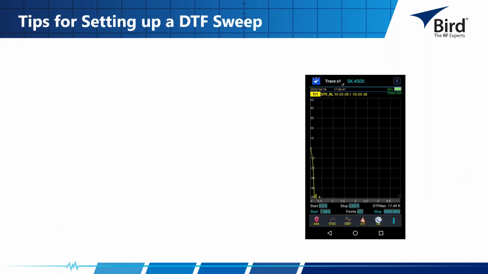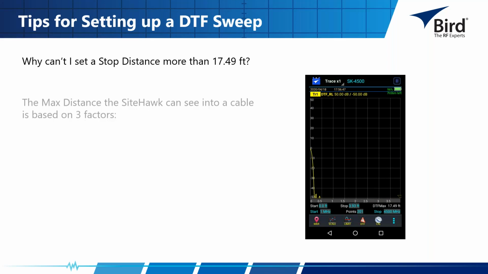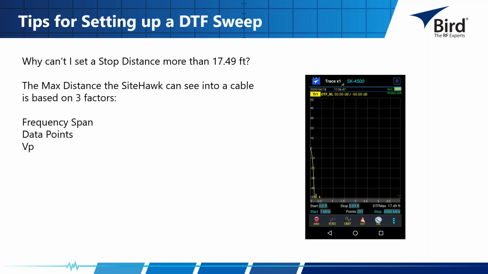So some tips for setting up a DTF sweep. What if I set a stop distance more than 17, or why can't I set a stop distance more than 17.49 feet? Well, I mentioned the max distance the SiteHawk can see into a cable is based on the frequency span, the number of data points, and the velocity of propagation. So the first thing I'd want to do, notice I have a very wide frequency span, 1 megahertz up to 4.5 gigahertz. And if I tap where it says start, now I can set my frequency by center frequency and span.